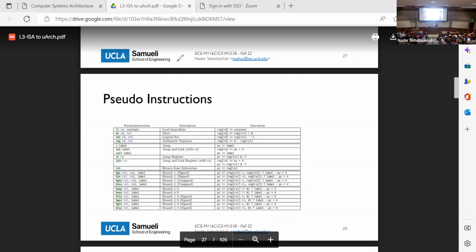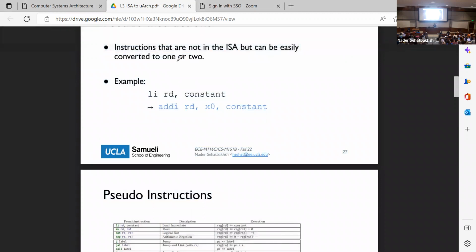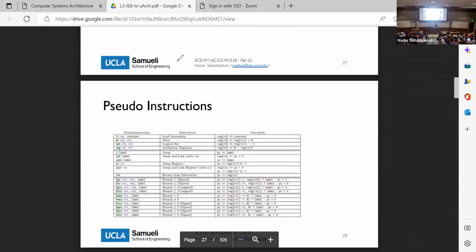So the question is, what happens really when we are writing this instruction, right? And the answer is that it might translate into one instruction, as I showed you here. So li is basically an addi for us. So it's just one to one. But in some cases, it's multiple instructions. Okay. So for example, jump is basically jal with x0, right? So it's still one instruction. But some of these, like branch greater than and all those things, are actually multiple instructions.